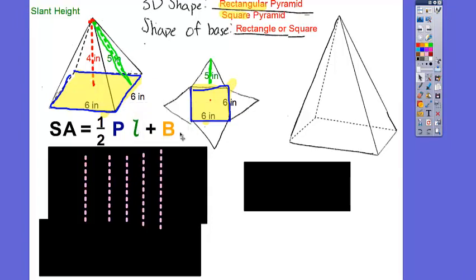So let's look at why that formula works. If you're doing 1/2 perimeter of the base times the slant height, well, notice the perimeter of the base gets you this total distance in blue.